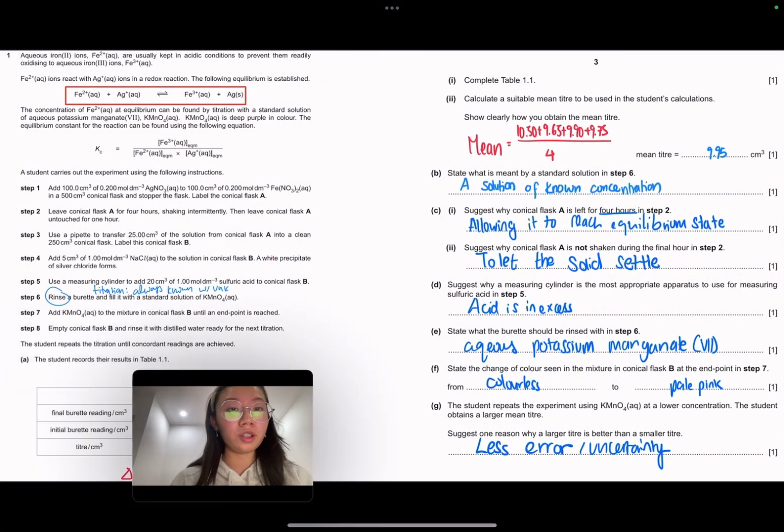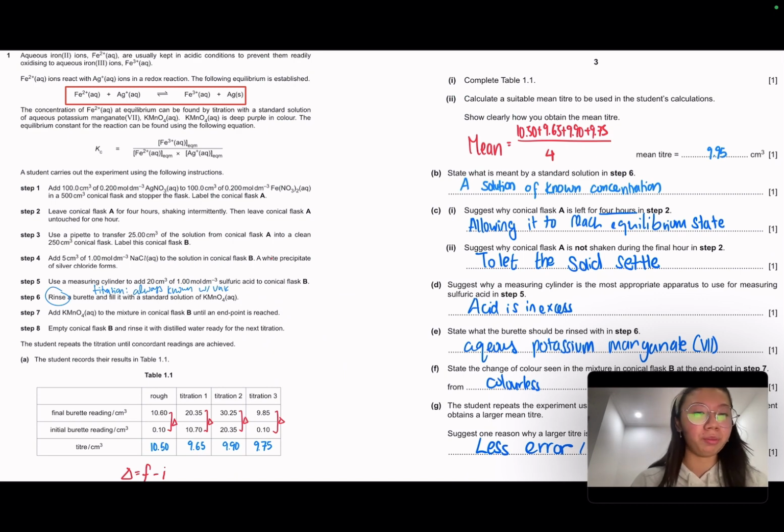So for this question, we are met with equilibrium and some calculations. This one is not the calculations, but it will come out after this. Let's read the question. Fe2+ are usually kept in acidic conditions to prevent them from being readily oxidized into Fe3+. Fe2+ reacts with Ag+ ions in a redox reaction. The following equilibrium is established. So we get a glimpse that we're dealing with an equilibrium reaction here, so there are some steps you might expect, such as leaving it out or shaking it.